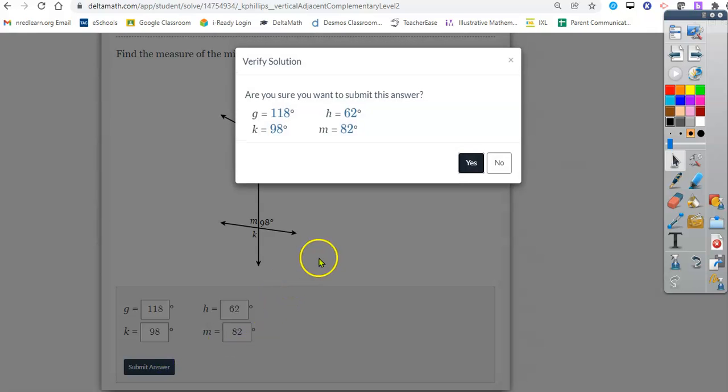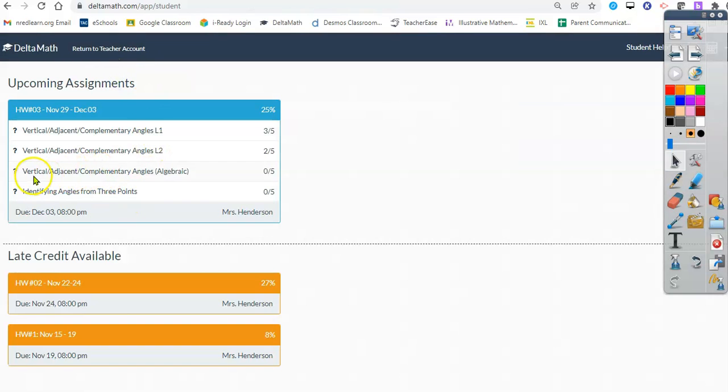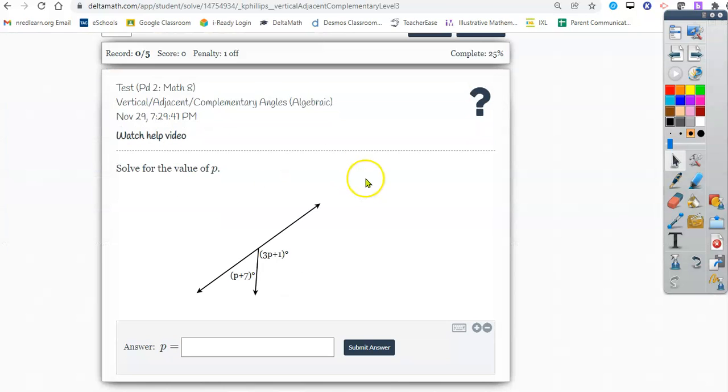Okay, let's take a look at the third section for the homework. Vertical, adjacent, complementary angles, algebraic. Well, I've been setting up the relationship, which is algebraic, but this time you have more variables. So let's see, I've got two adjacent angles that lie along the same straight line, so that means they are supplementary. What does it mean to be supplementary?